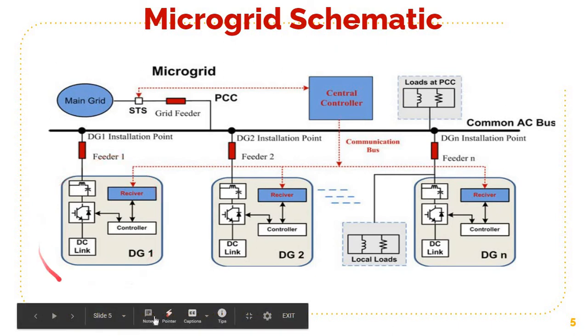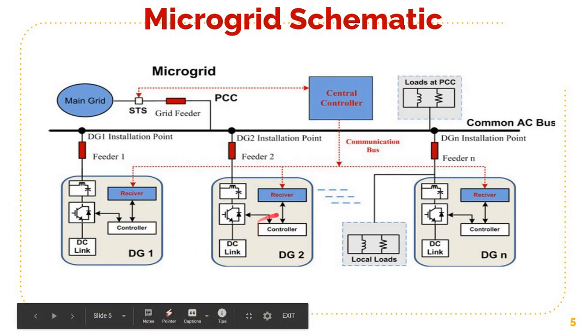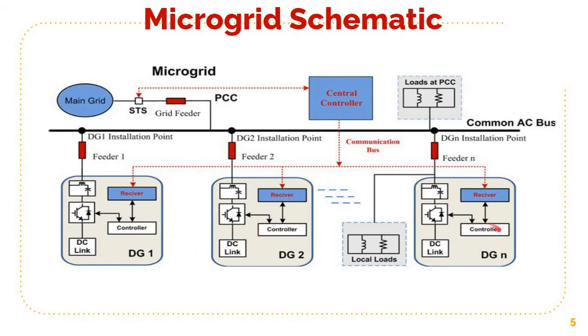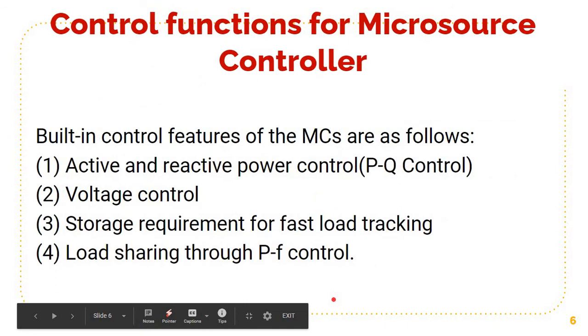Each distributed generator has a controller, and we call it microsource controller, MC. Here you can see an MC, and here also you can see an MC. So this is the general schematic of a microgrid.